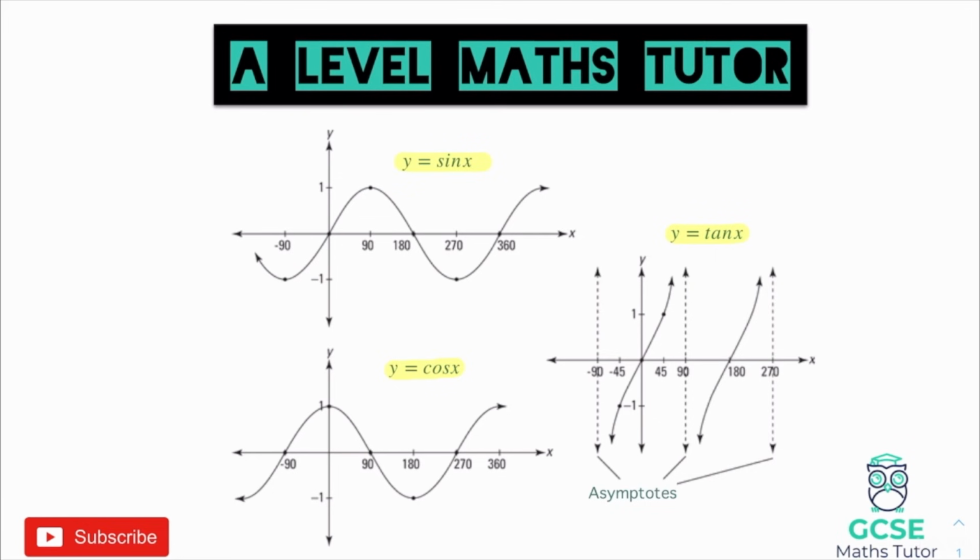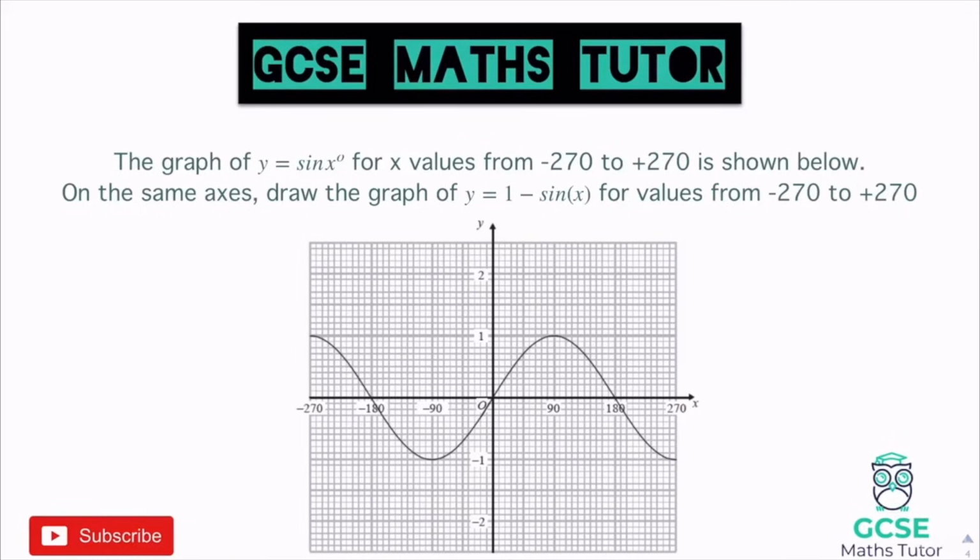So it says here the graph of y equals sine x for x values from minus 270 to plus 270 is shown below, and obviously that is shown on the graph there. We've got minus 270 all the way over to 270 over here. It says on the same axes, draw the graph of y equals 1 minus sine x for values from minus 270 to plus 270. So that's the graph we're going to have to draw there.